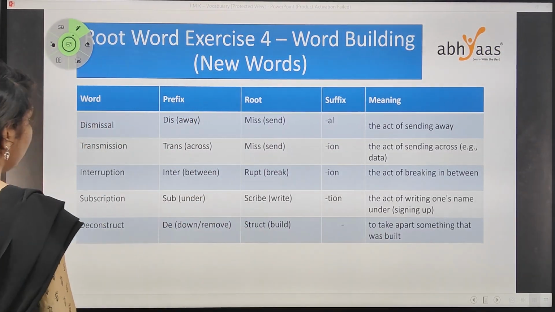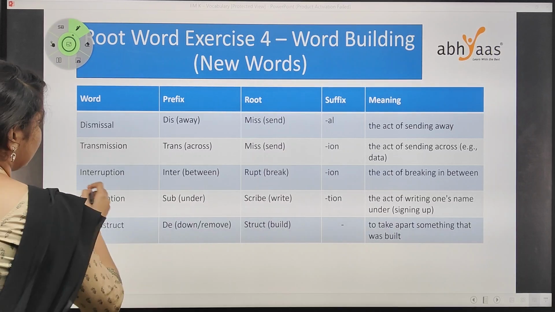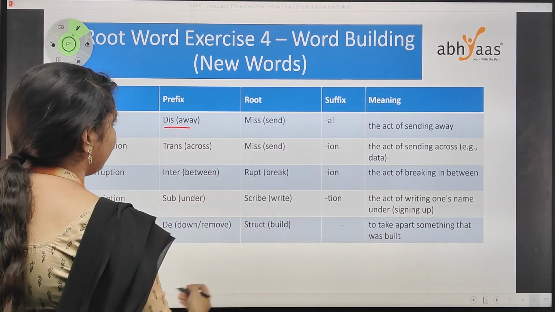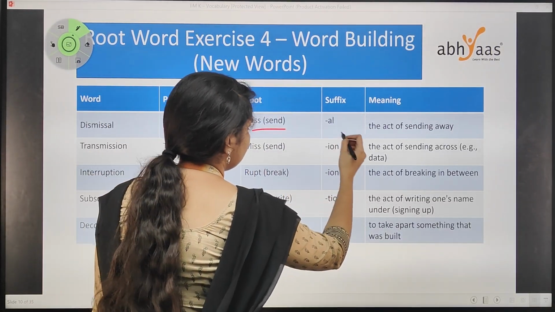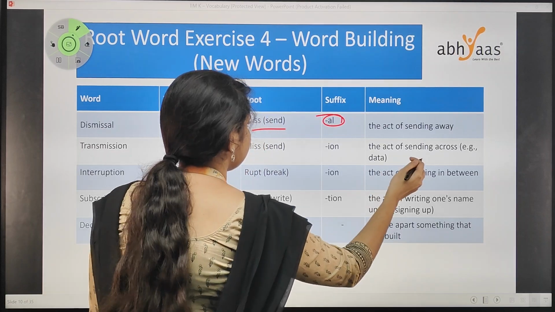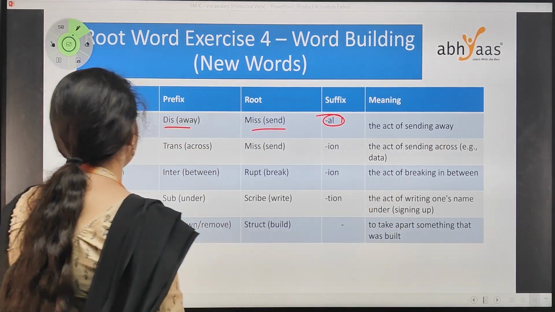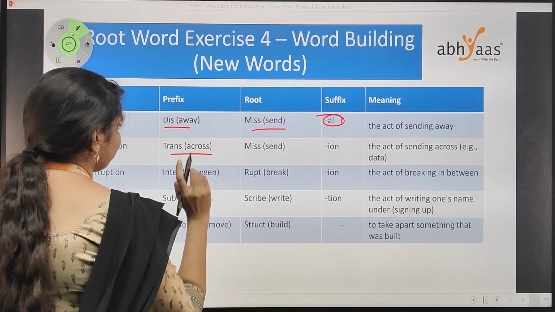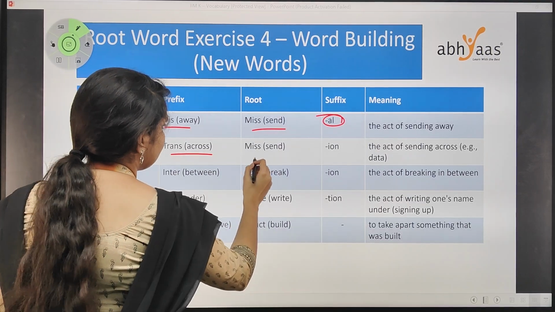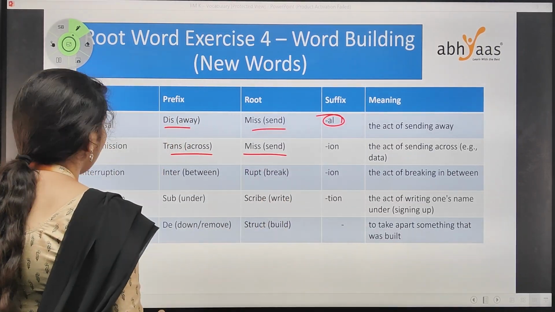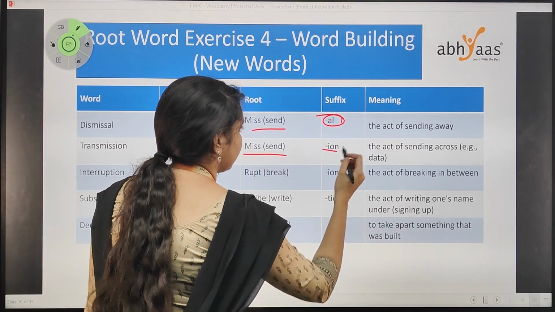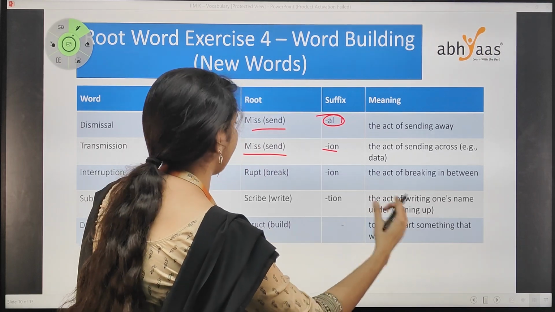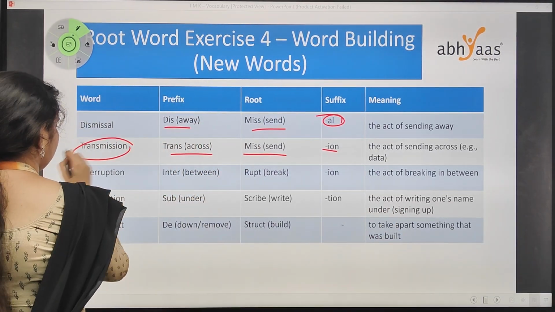Yeah, so we have first word as dismissal. Dis is away, miss is send, and just a suffix we have here. So dismissal is the act of sending something away. Again, trans is across, we have already learned this. So miss is something new that we have learned today. Miss is to send, and shun is again just a root word. The act of sending across is your transmission.